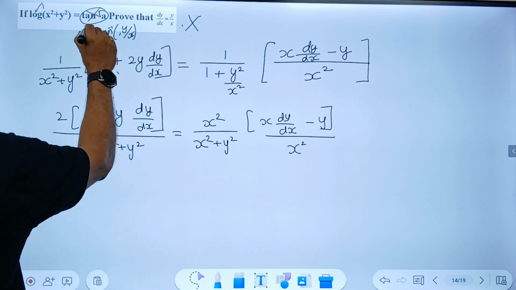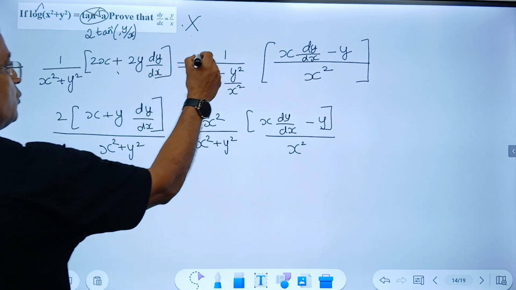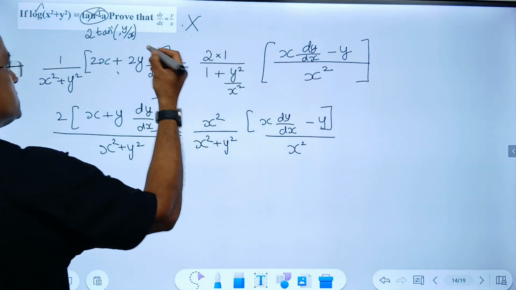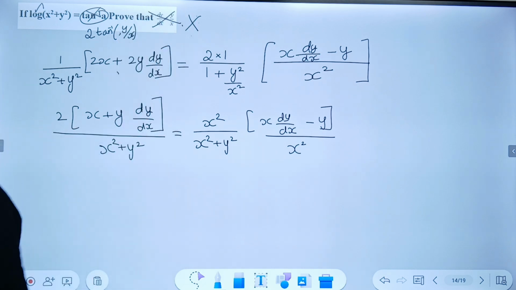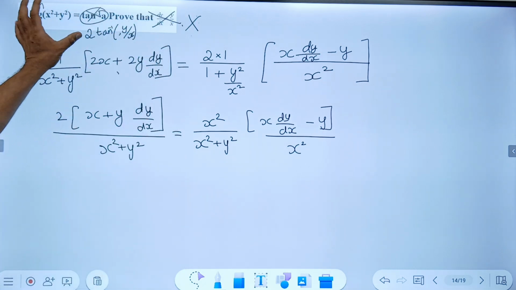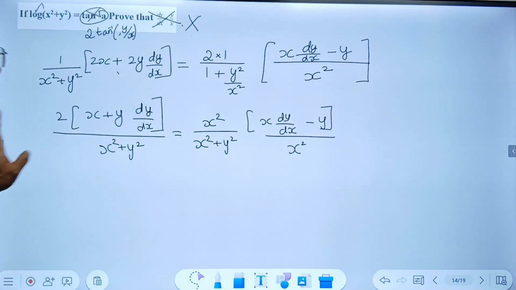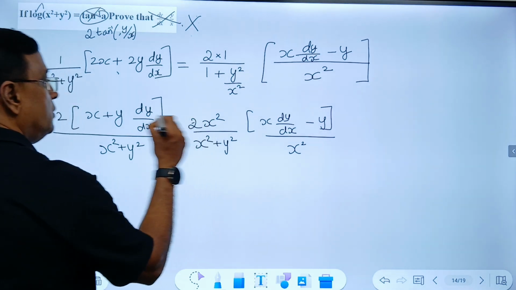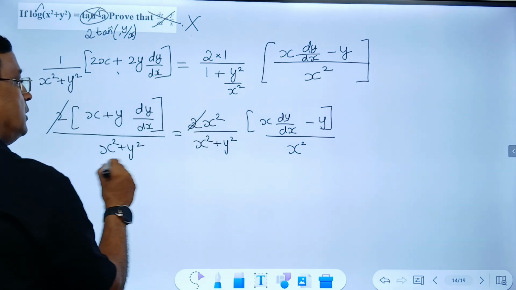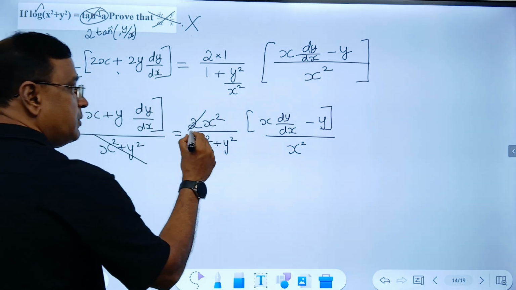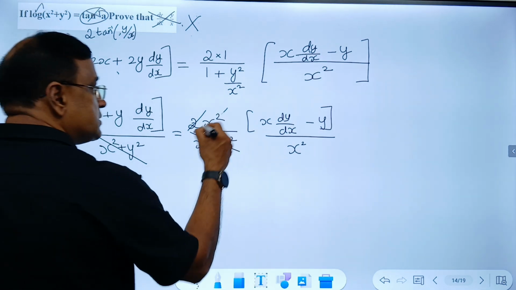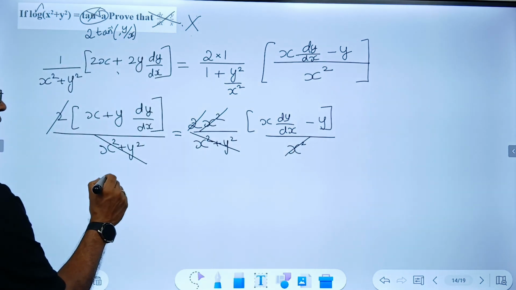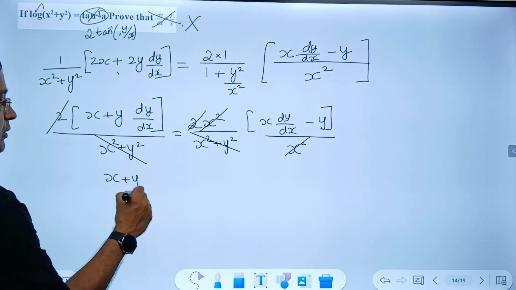Actually, it should have been 2 tan inverse. Okay, add that also. I have made a mistake. Actually, I don't want to prove this, it is a very simple question. Actually, this is a question which I was interested in. Okay, so it should have been 2 here. So this 2 gets cancelled. X square plus y square, x square plus y square gets cancelled. X square and x square gets cancelled. So what you are left with? X plus y into dy by dx.